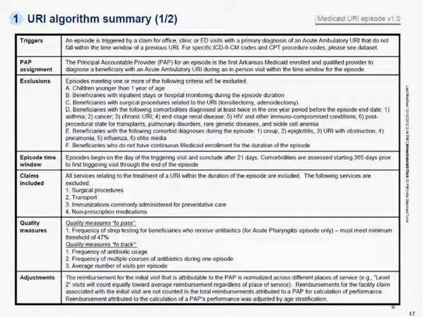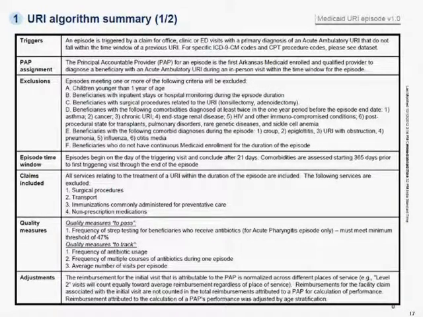A URI episode is triggered by a claim for office, clinic, or emergency department visits with a primary diagnosis of an acute ambulatory URI that do not fall within the time window of the previous URI. For a full list of these codes, please refer to the www.paymentinitiative.org website. From the main page, click on the link Episode Algorithm Summaries and Codes and navigate to the URI code link. The start of an episode begins on the day of the triggering visit and concludes after 21 days.